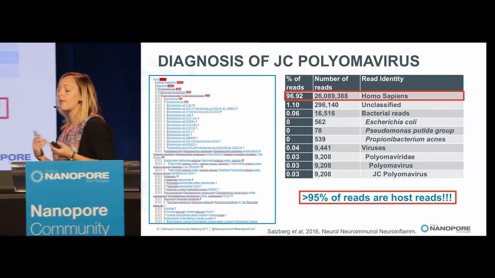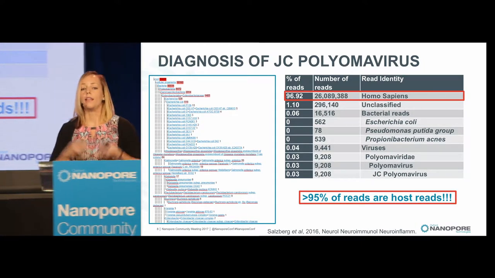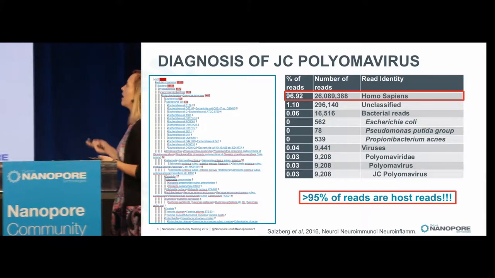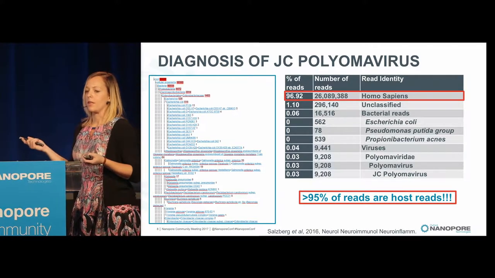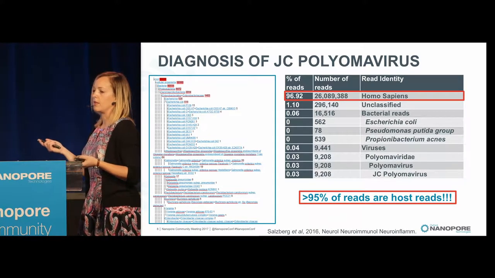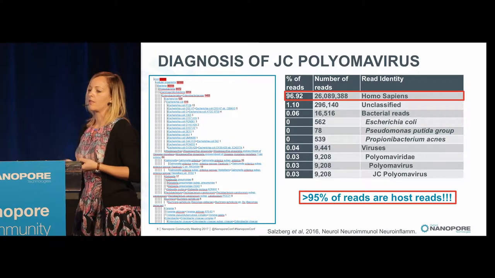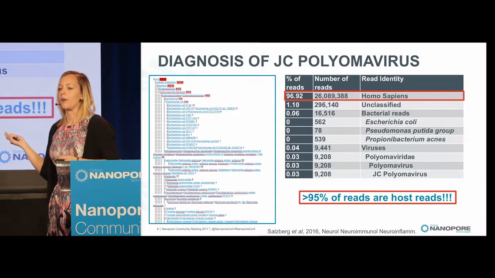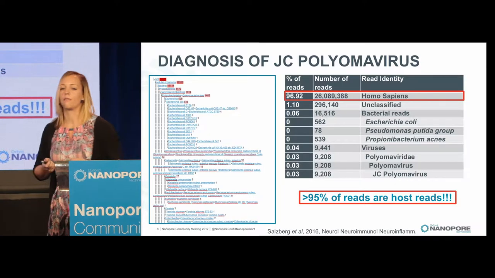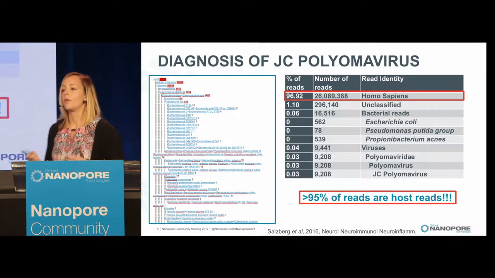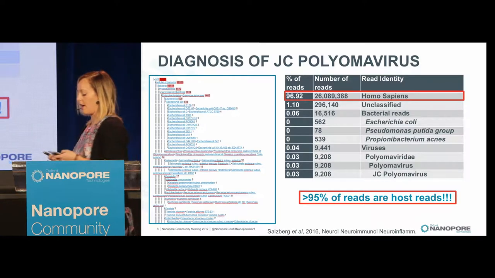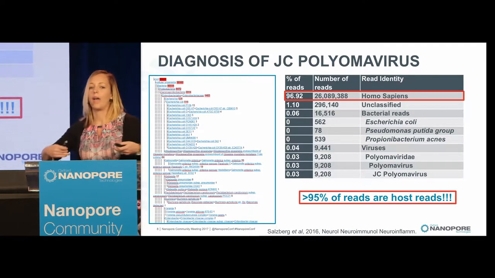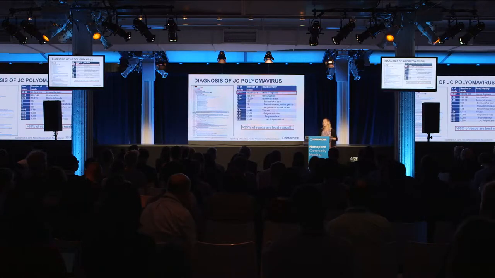But there are many hurdles that still lie ahead of us to actually widely adopt metagenomic next-gen sequencing in the clinical microbiology lab. One of those is that the great majority of the reads are host reads. In this specimen we had greater than 26 million reads, and 97% of those were host human reads. It was only 0.03% of those reads that were actually the JC polyomavirus. So we're really looking for a needle in a haystack. And those human host reads can hinder our detection in the clinical lab. So that's from sterile sources, and that's where most people have initially applied metagenomic next-gen sequencing.